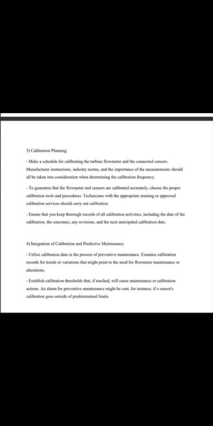And then we should set up alerts or messages for when the analysis identifies anomalies that might call for calibration or maintenance. The step number 3 is calibration planning. Make a schedule for calibrating the turbine flow meter and the connected sensors. Manufacturer instructions, industry norms, and the importance of the measurements should all be taken into consideration when determining the calibration frequency.